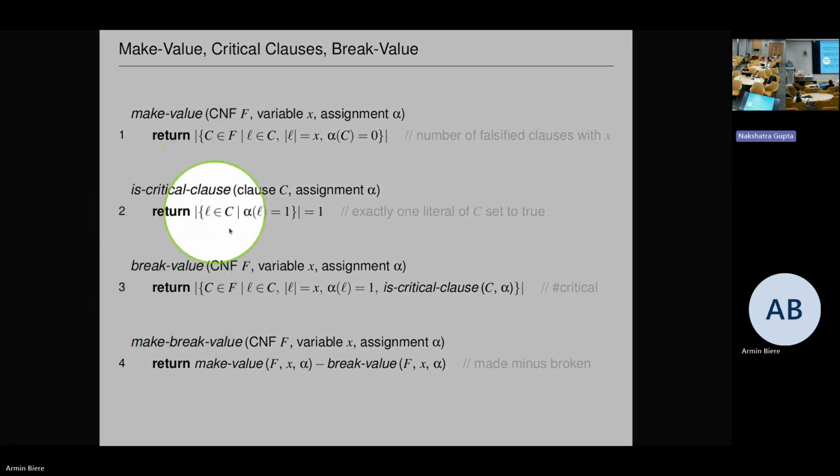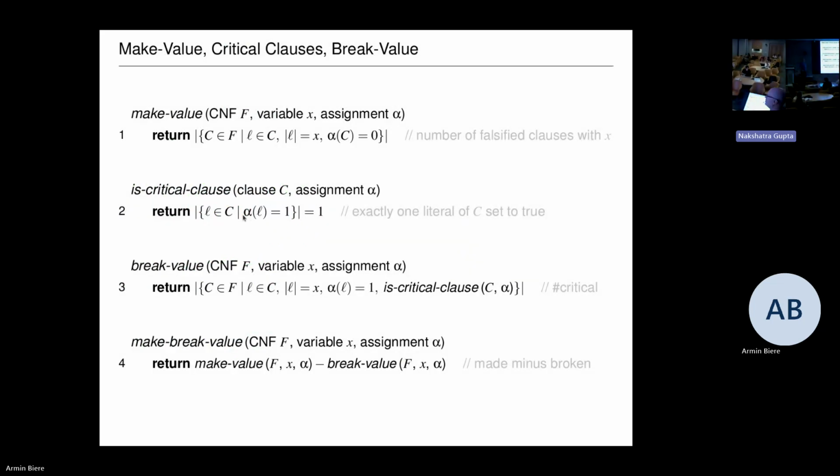And for that, we need a helper function, this critical clause. So what's a critical clause? Well, how can I break a clause? I can only break a clause by flipping a variable if that variable constitutes the only satisfying literal in the clause. Then it's a critical variable or critical literal. So break value is simply the number of clauses for which this variable is critical.